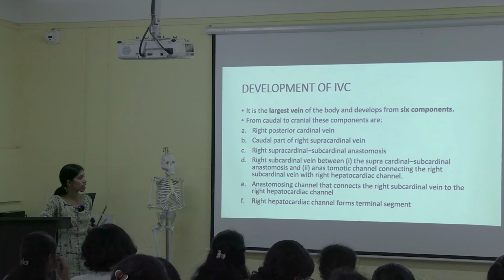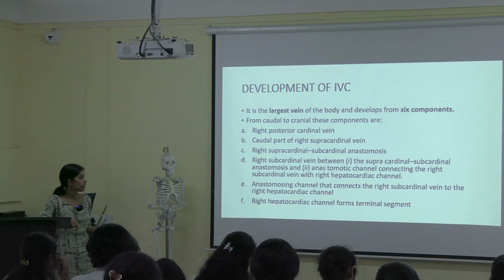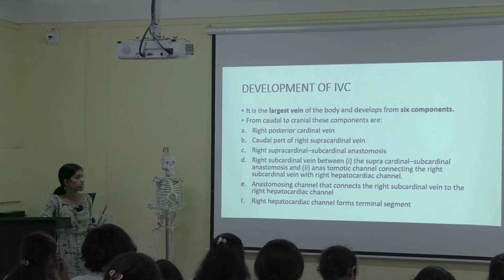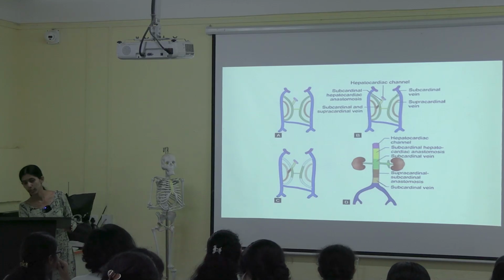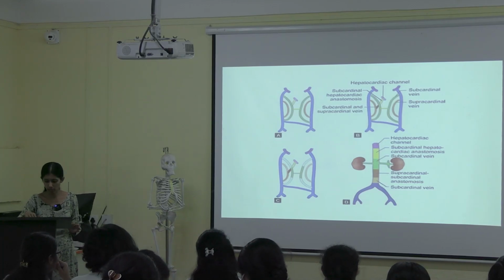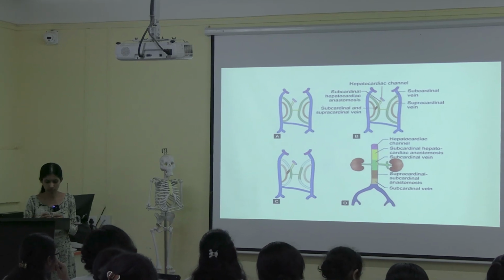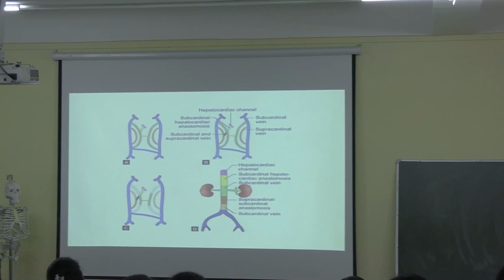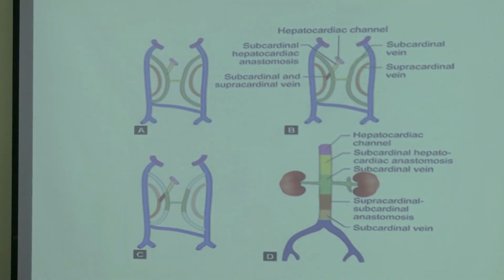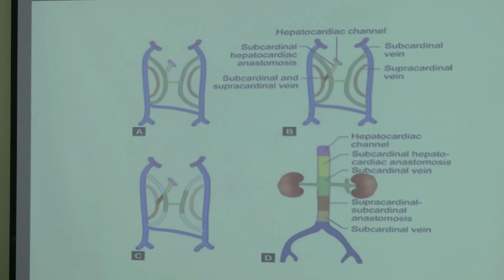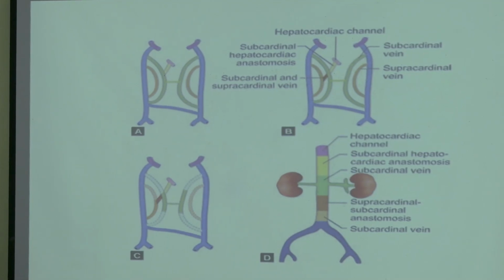And the other one is the channel that connects your right subcardinal vein to the right hepatocardiac channel, and the right hepatocardiac channel forms the terminal segment. So this figure shows the development of your inferior vena cava. So at which week will the venous system start developing? Fourth week, sure. And if it starts from fourth week, until which week will it extend?